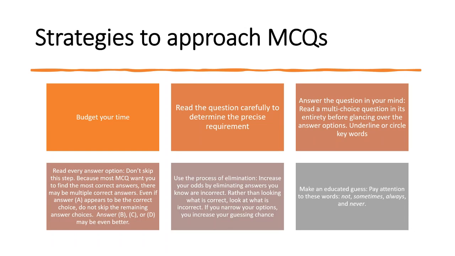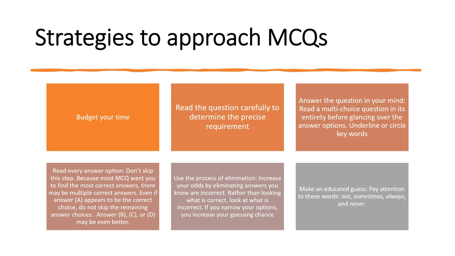Read a multiple choice question in its entirety, the question itself, before glancing over the answer options. And as you read the stem or the statement, underline or circle the keywords. Then, after you've answered the question in your mind yourself, now you'll read the options. Don't skip this step, because most MCQs want you to find the most correct answer or the best answer. Even if answer A appears to be the correct choice, do not skip the remaining options, because answer B, C, or D might even be a better option than option A.